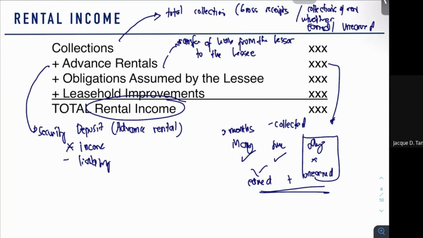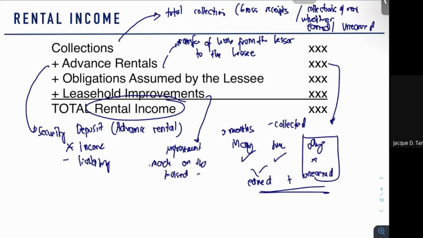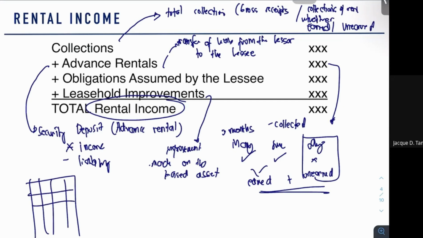And lastly, leasehold improvement. What is a leasehold improvement? A leasehold improvement is any improvement made on the lease asset. So for example, you have leased a building, and the building has 4 floors. Now you improve that building, you added another floor. The additional floor is considered as a leasehold improvement.